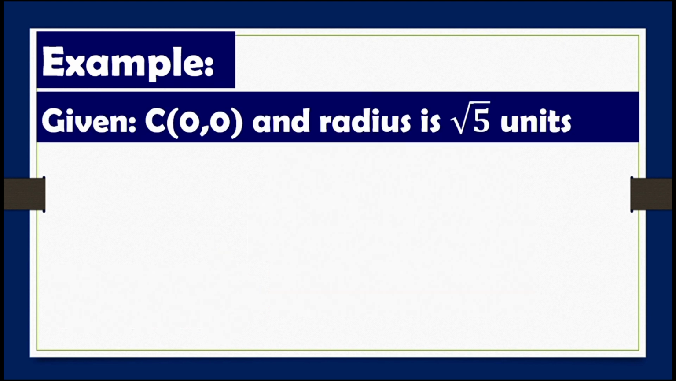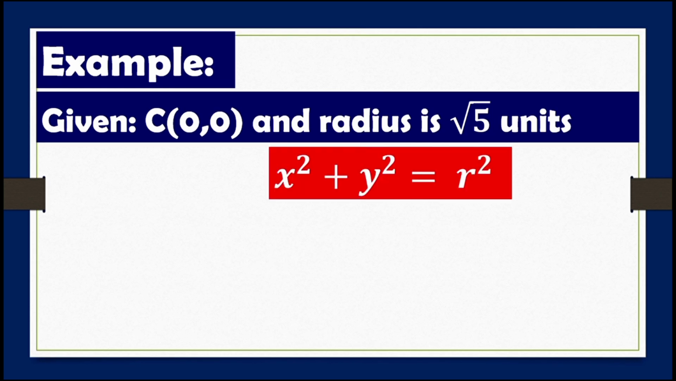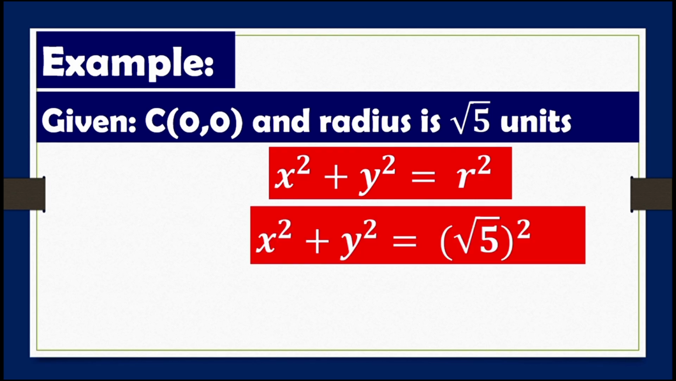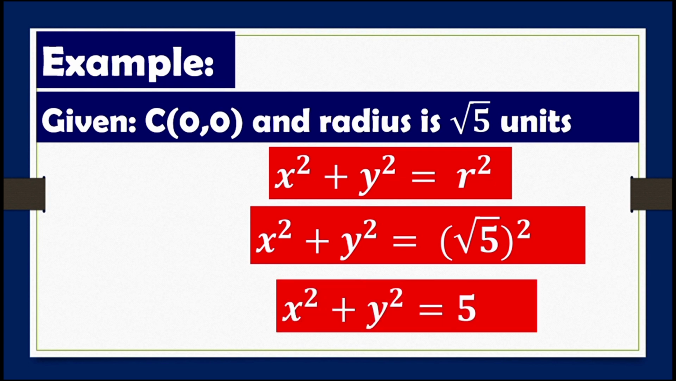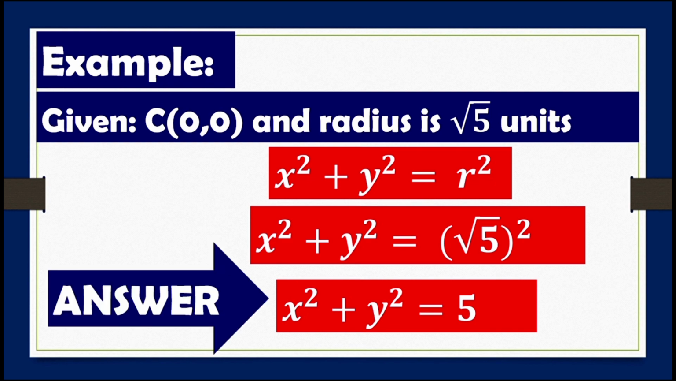Another example. Coordinates of our center (0, 0) and radius measures square root of 5 units. Again, utilizing the standard form, x squared plus y squared equals r squared, substitute our r which is square root of 5. Rules in simplifying radicals: if the index and exponent of the radical is the same, we can cancel it out. Simplifying this equation, that is x squared plus y squared equals 5. Again, this is the standard form of our circle.